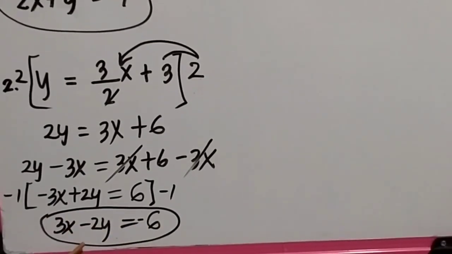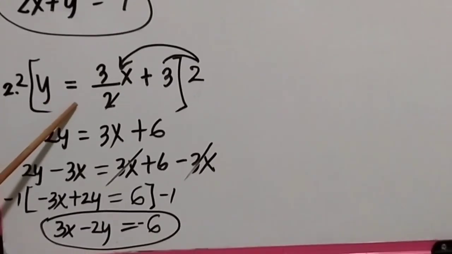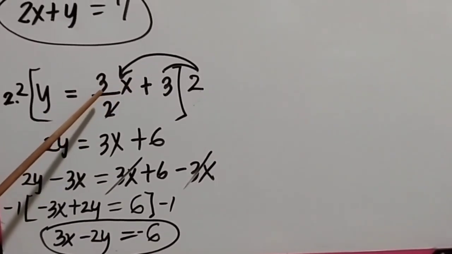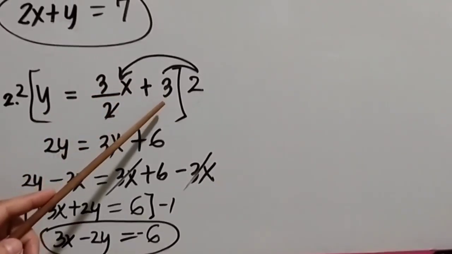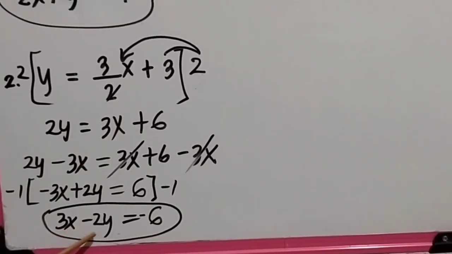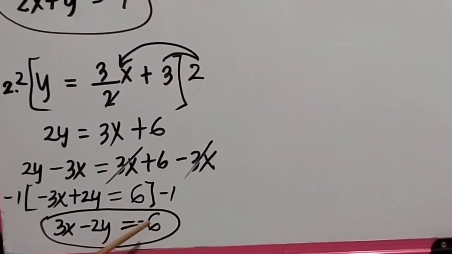And this is the answer. So, y is equal to 3x over 2 plus 3 written in standard form is 3x minus 2y equals negative 6.